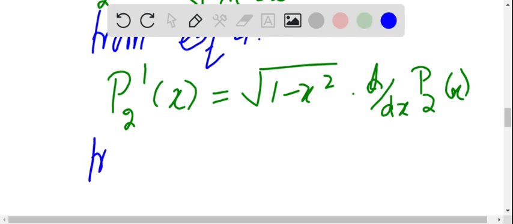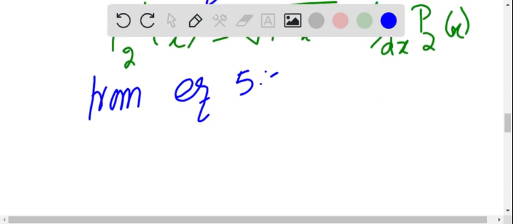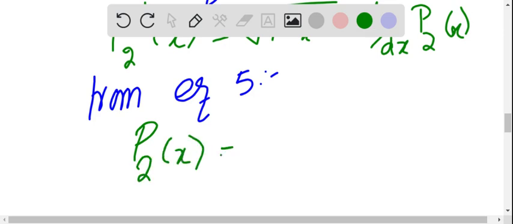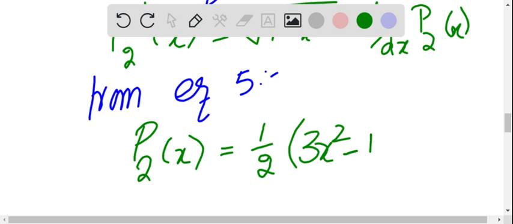So from equation 5 plug in the values, right? So you would have p sub 2 of x. A little bit of maths is required, right? But that math is very simple. You just need to plug in the values, open up the parentheses, and then do differentiation, right? I'm not going to do that math because it's very simple. You can do that on your own. I'm just going to write the end result for this equation. So that would be 1 by 2 (3 x square minus 1), right?